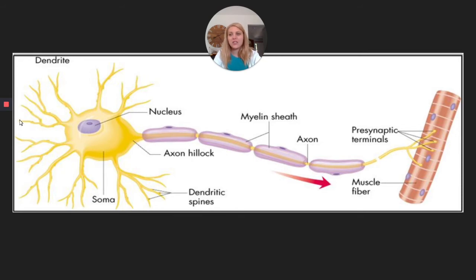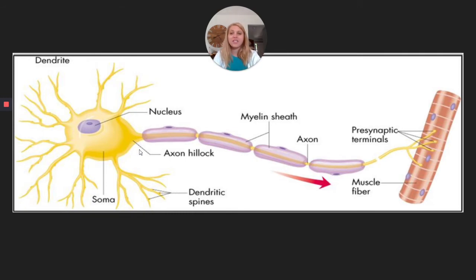Then you'll see that there are these branching fibers that come off of the soma, and these are known as dendrites. A dendrite, from the Latin word for tree, which is dender, looks like branches, okay? And dendrites are responsible for receiving messages, okay? They are listening, they are receiving that message. And then my soma is processing that message. It is determining what exactly is going on, right? This is a messaging system.